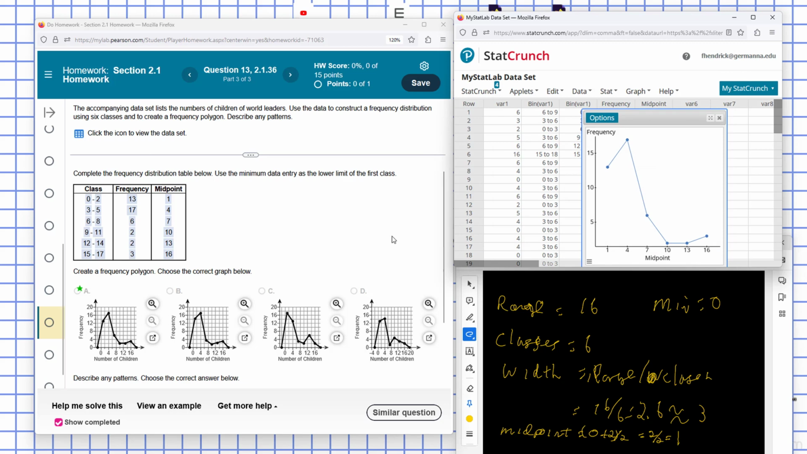And then we look to see which one matches. And the one that matches is A. It's not B. Notice down here at the bottom it straightens out, but here it curves at the bottom. So the correct answer there is A.